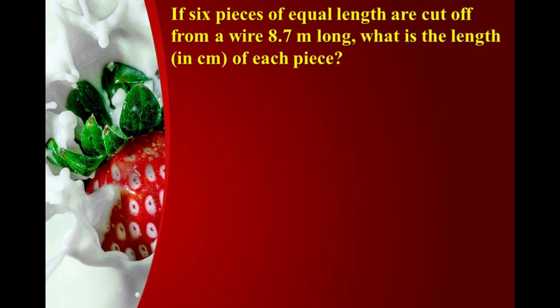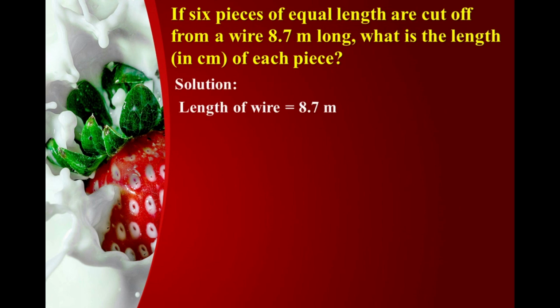If 6 pieces of equal length are cut off from a wire 8.7 meter long, what is the length in centimeter of each piece? In this question, they have given the length of the wire, 8.7 meter long. Then the lengthy wire should be cut into 6 pieces of equal length, and after cutting they are asking the measurement of each piece. Let us see the solution.